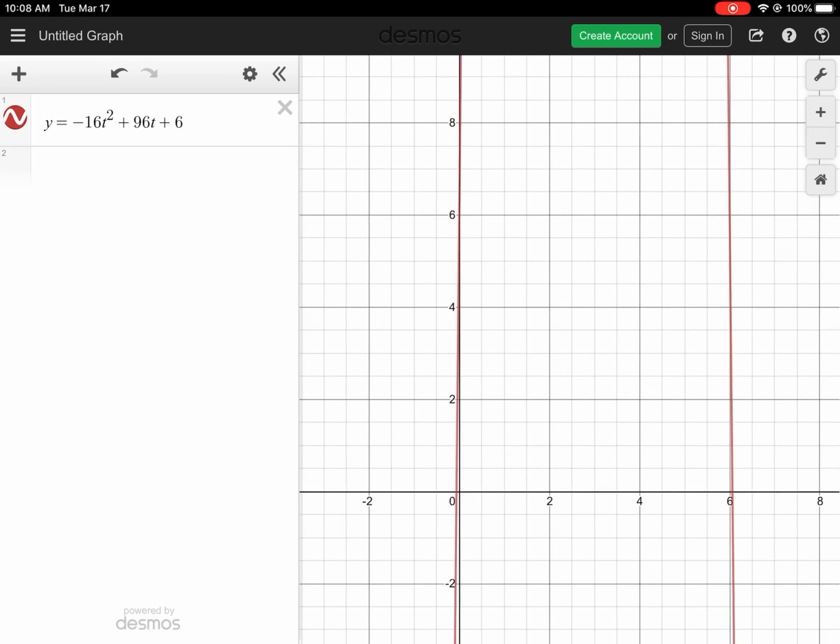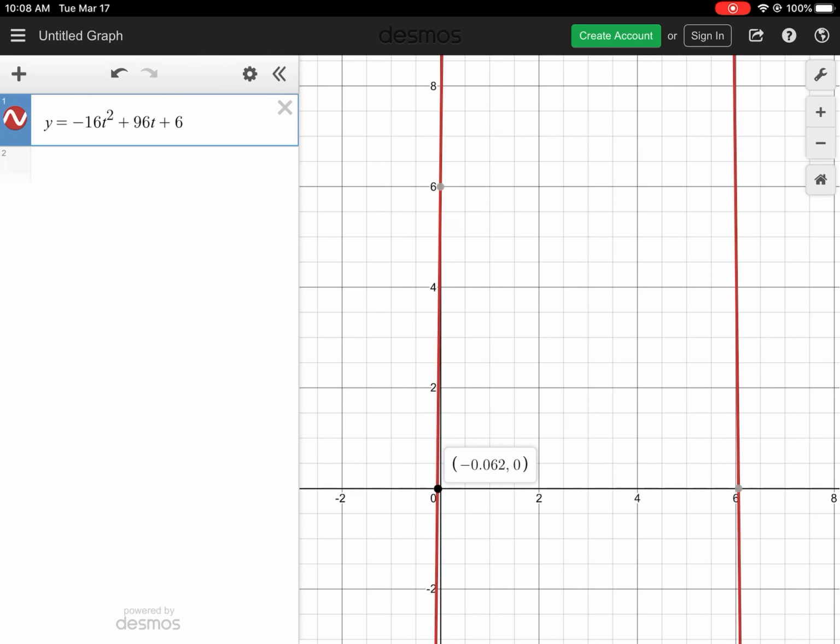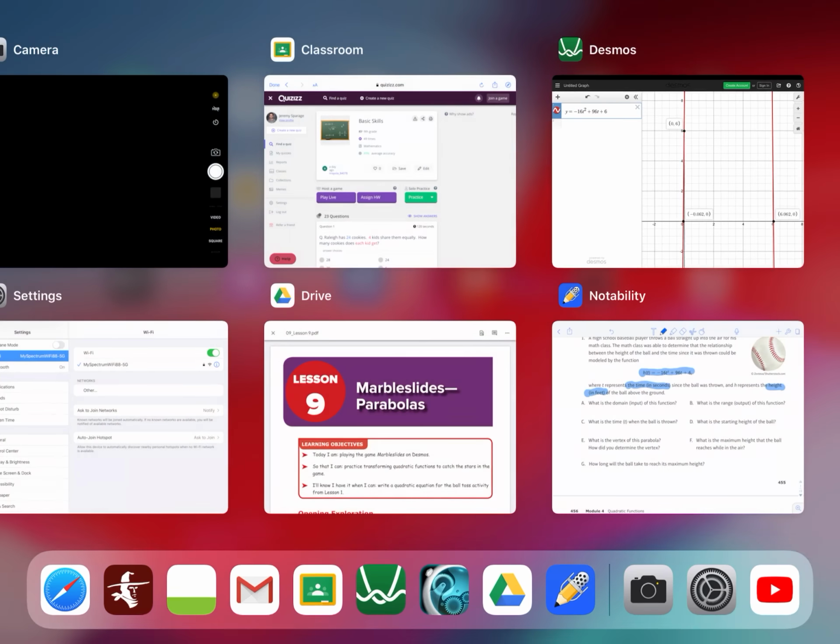So if we look at these two x-intercepts, remember when the person threw the ball it had a starting height. So at time 0, the height was 6, and whenever the ball hit the ground, that's that far right point, 6.062. That means after 6.062 seconds, the ball hit the ground. So we'll say the time is from 0 seconds to about 6 seconds. That's going to be our domain.